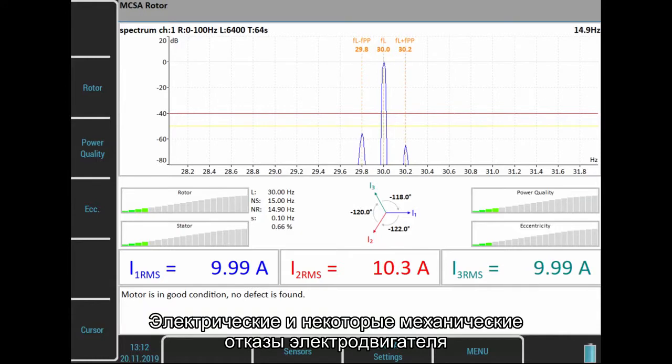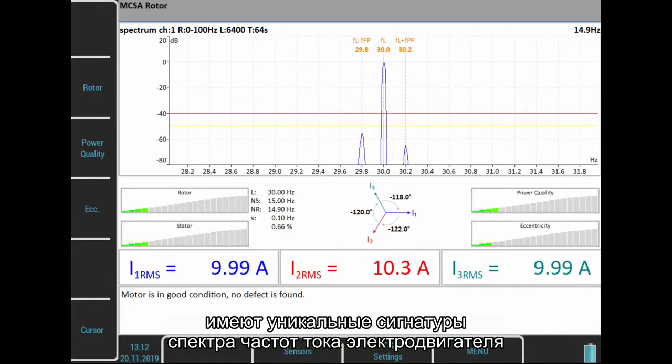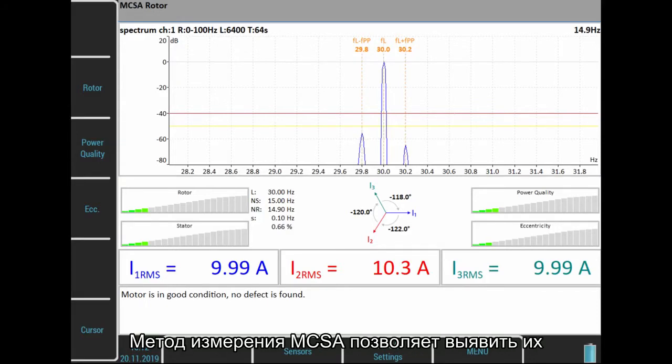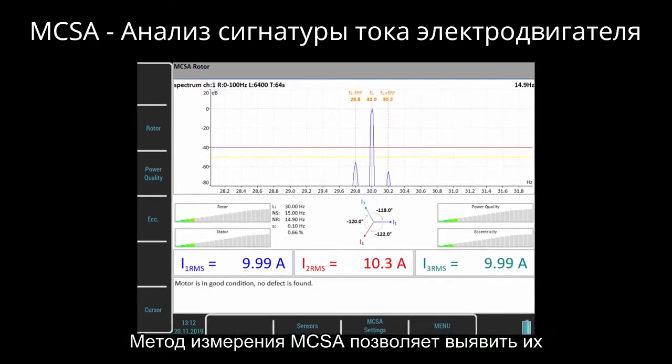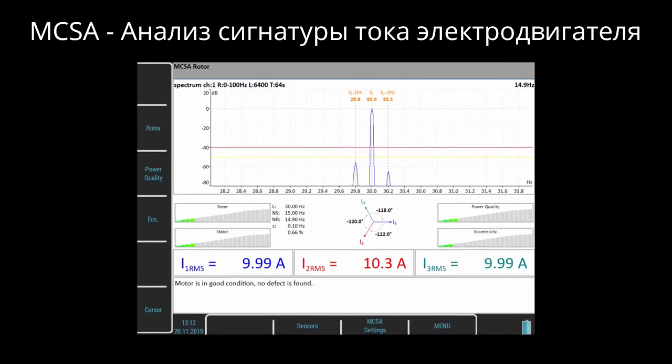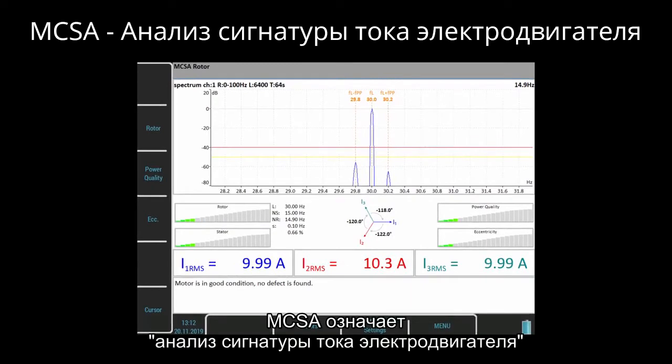Electrical and some mechanical motor faults have a unique signature in the frequency spectrum of the motor current. The MCSA method can recognize them. MCSA stands for Motor Current Signature Analysis.